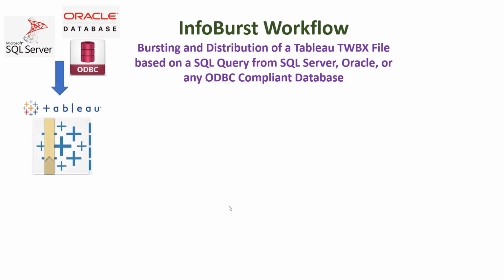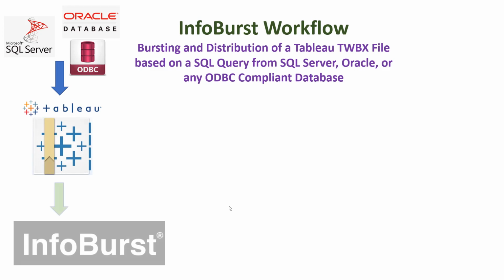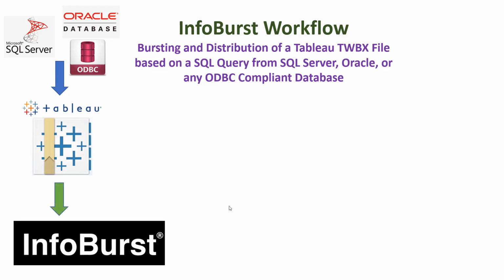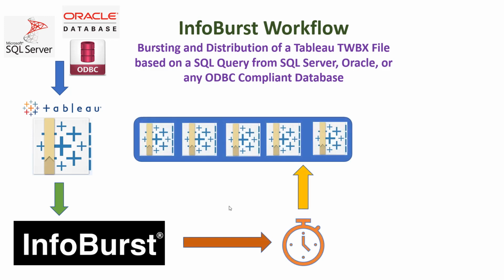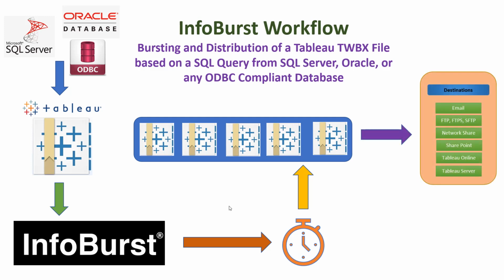From there, we bring that into Tableau and build a workbook. Next, that workbook gets cataloged in InfoBurst. From there, we can schedule a burst in InfoBurst that splits that TWBX file into multiple files based on a specific dimension in that workbook. And from there, we can distribute the resulting TWBX files to a number of different destinations, including email, Tableau Online, SharePoint, and others.